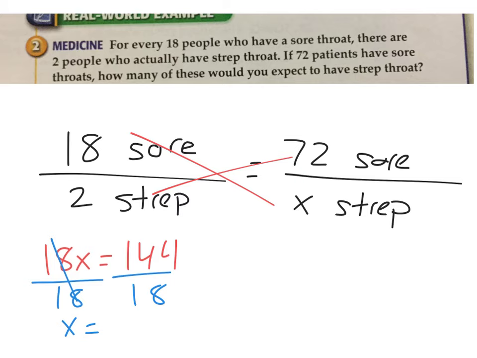What's 144 divided by 18? 8. So that tells me what? If 72 people come in with a sore throat, I would expect 8 of them to have strep throat. Any questions there?